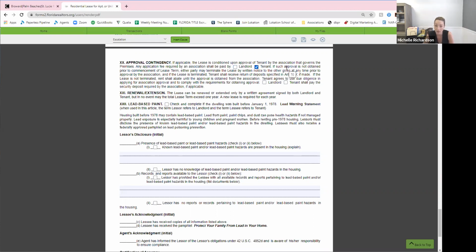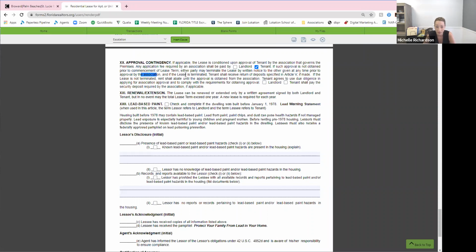If such approval is not obtained prior to commencement of the lease term, so for example, if you had the lease term to start here on September 1st, and they have not been approved by the association yet, either party may terminate the lease by written notice to the other given at any time prior to approval by the association.